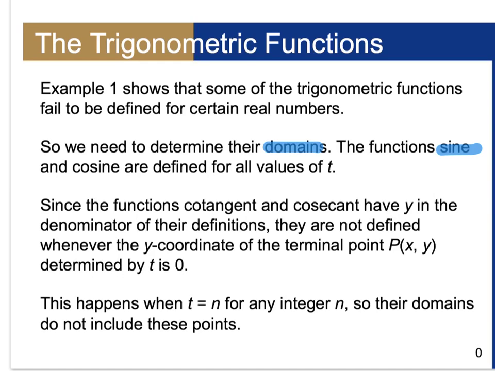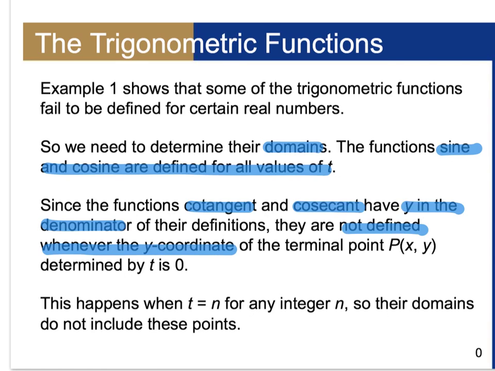Sine and cosine are defined for all values of t. We're always going to have a sine and cosine. But things like cotangent and cosecant have y in the denominator, so they're not defined whenever the y coordinate is 0.